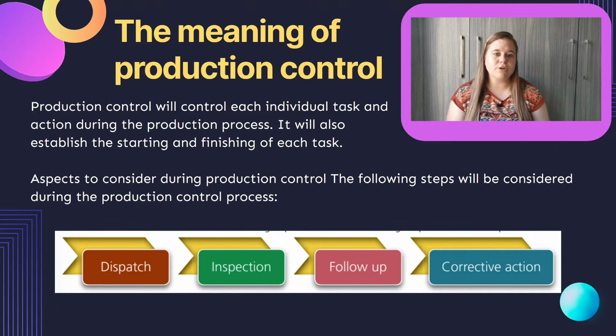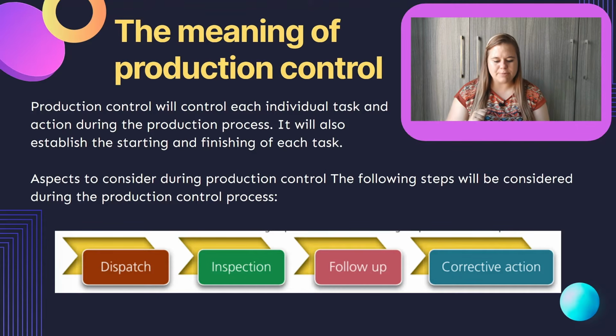The meaning of production control. The diagrams look the same, so just be careful you don't confuse them. We have production planning and production control. Production control will control each individual task and action during the production process. It will also establish the starting and finishing of each task.